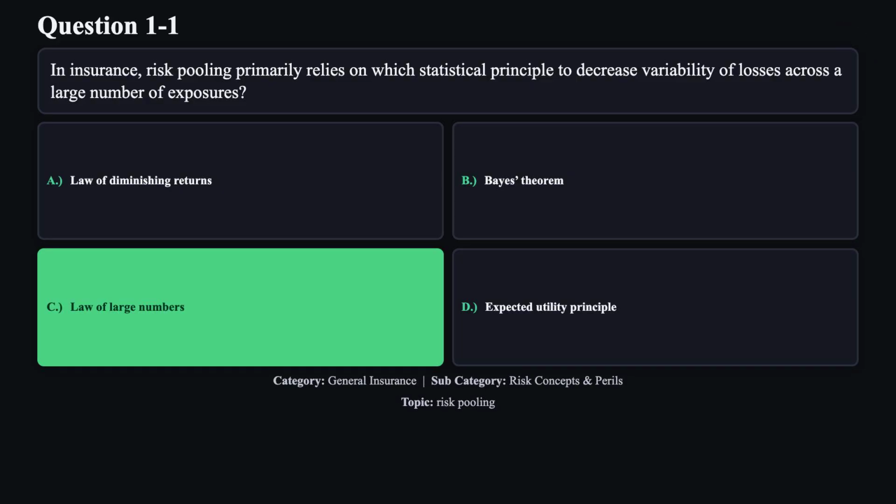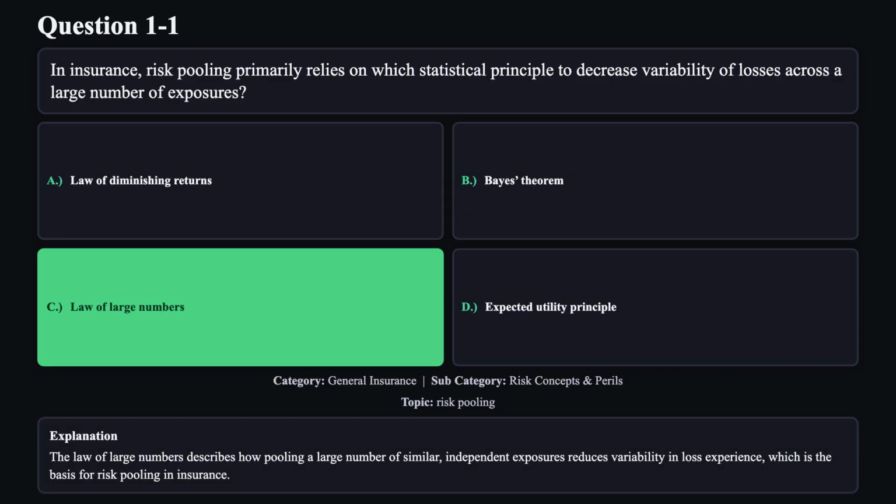The correct answer is C. The law of large numbers describes how pooling a large number of similar, independent exposures reduces variability in loss experience, which is the basis for risk pooling in insurance.